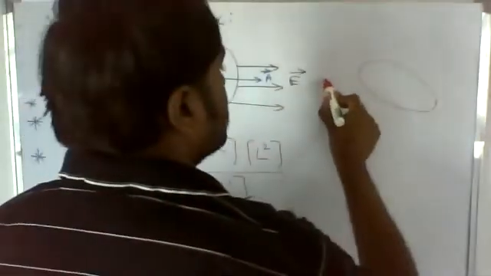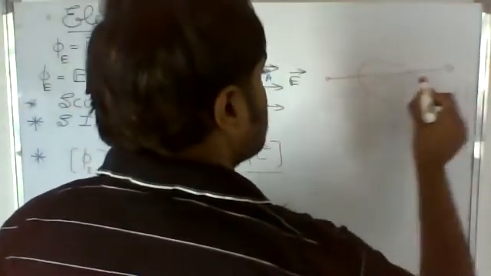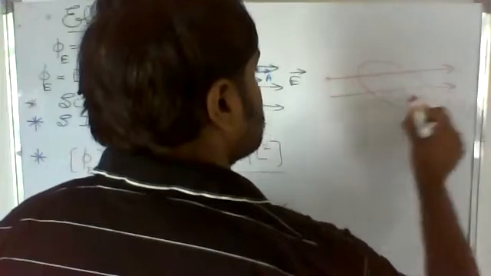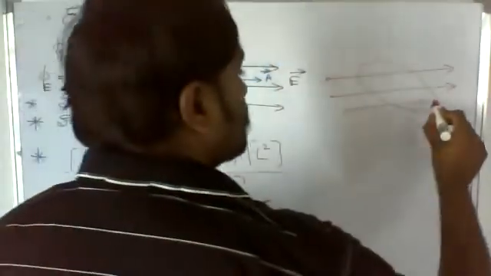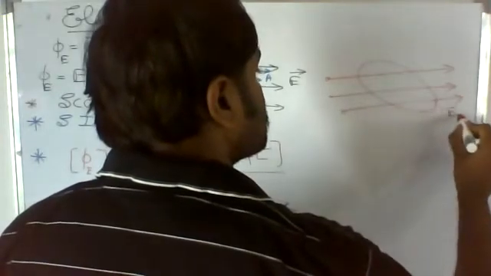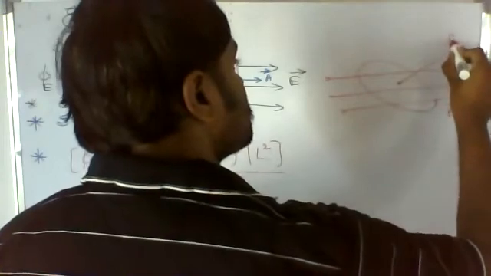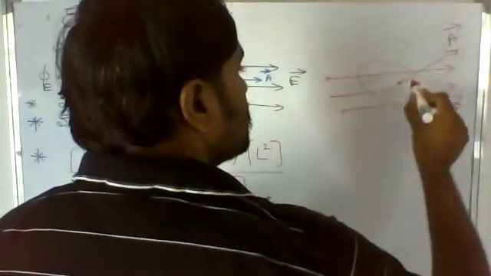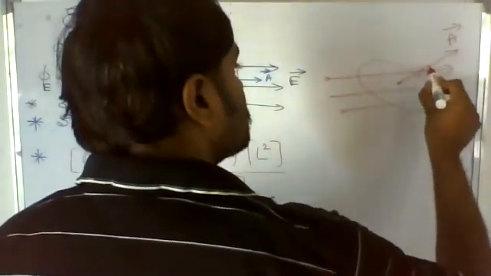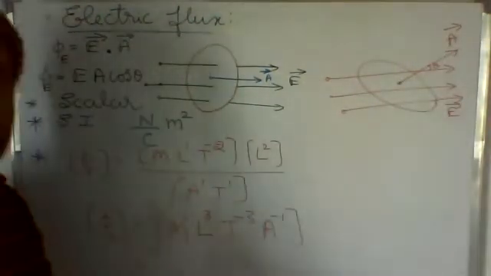The number of electric field lines are passing like this. This is the E vector, and this one is the A vector. So theta is the angle made by the E vector and the A vector.